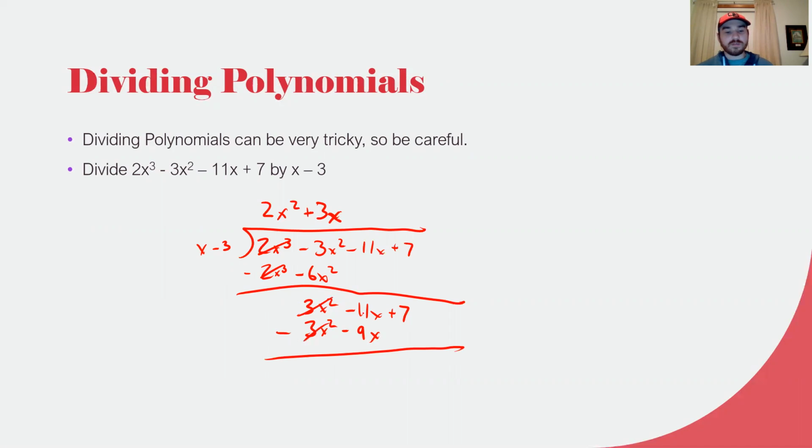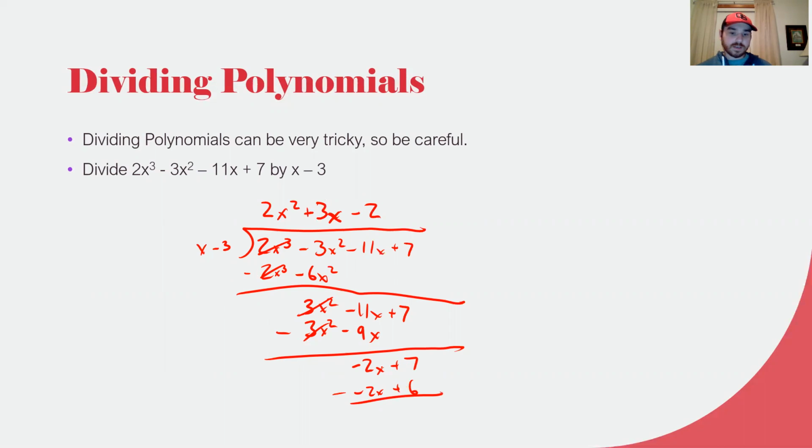These are gone. We have negative 11x minus negative 9x. So negative 11x plus 9x. That's negative 2x plus 7. So how many times does x go into negative 2x? That's minus 2. Negative 2 times this is negative 2x. Negative 2 times negative 3 is plus 6.